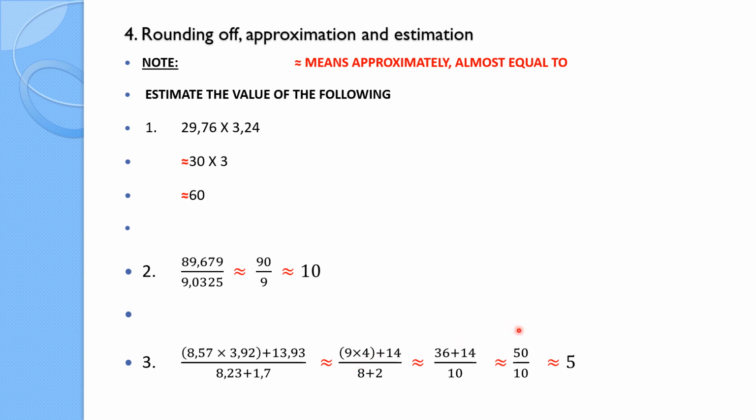So 9 times 4 would give me 36. 36 plus 14 would give me 50. 8 plus 2 is 10. So 50 divided by 10 then gives me 5. So what we are saying is the sum here would approximately give me an answer close to 5.